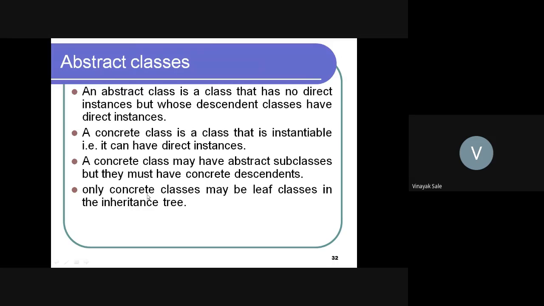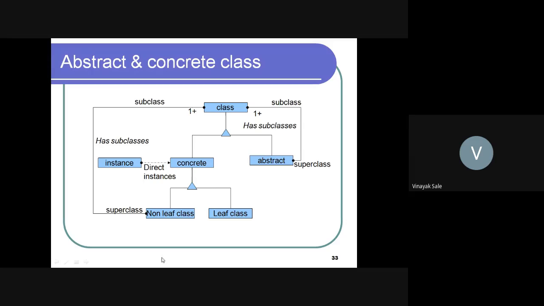This is the concept regarding abstract classes. A question may be asked for 4 marks: write a short note on abstract classes and concrete classes. The figure shows the structure of abstract and concrete classes. Here 1 plus indicates one or more. So a class is generalized from concrete or abstract. A class has a generalization, a type of or kind of, concrete or abstract.